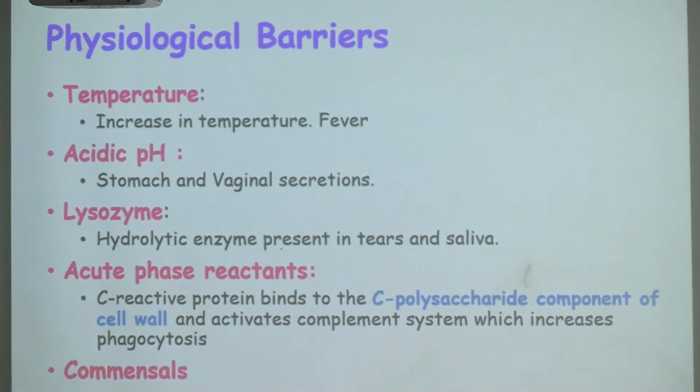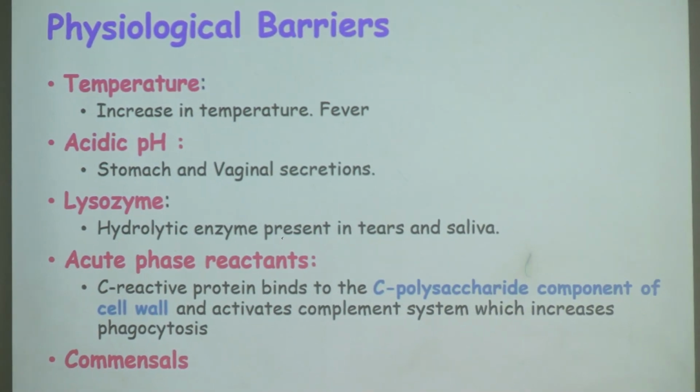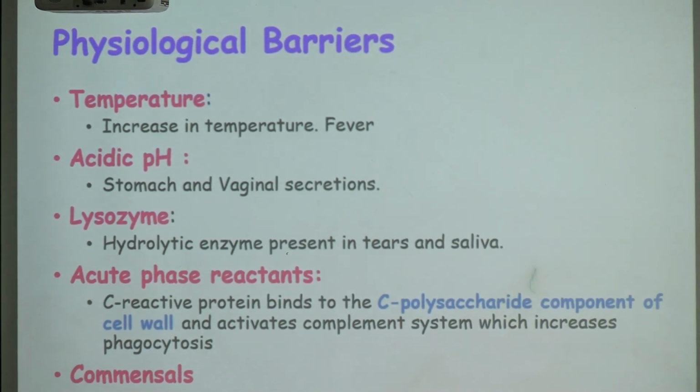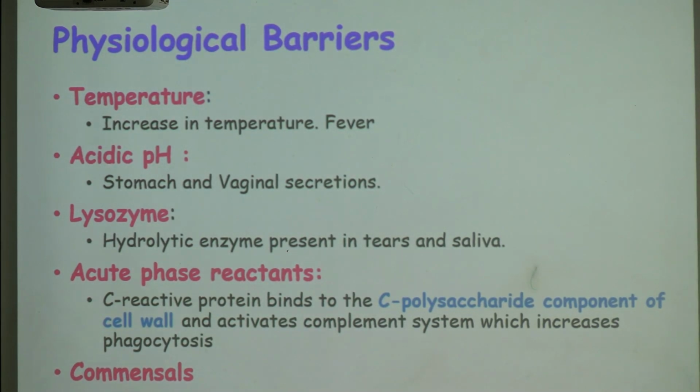Lysozymes. These are hydrolytic enzymes present in secretions. Two examples, where are they present? Tears. These are present. Saliva. These are present. These secretions, tears and saliva, additionally also have some immunoglobulins.